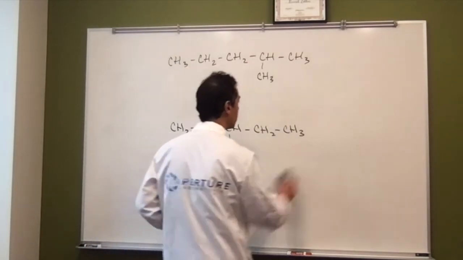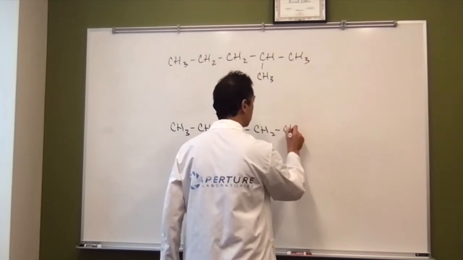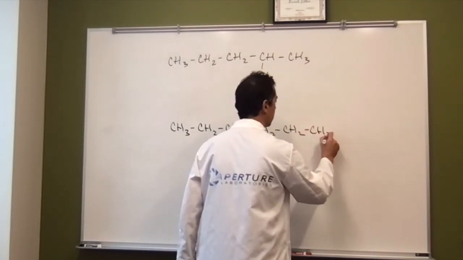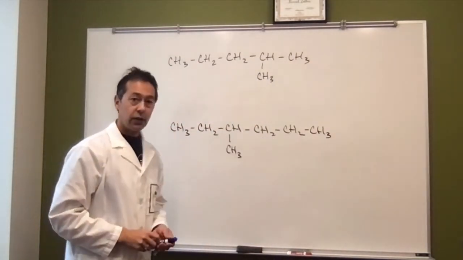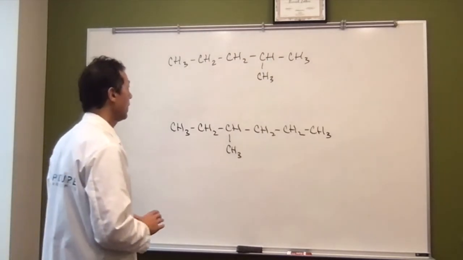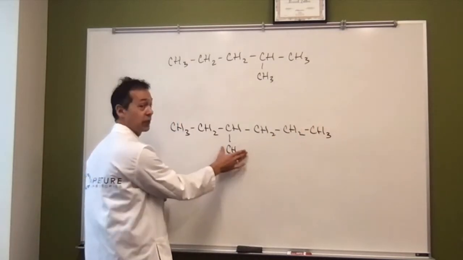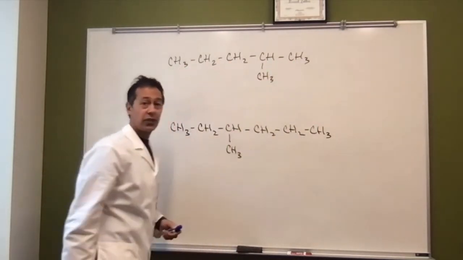Let's put one more on here. CH2, CH3. Okay, so here are our two organic compounds. And what we have here is a backbone, and then we have these things attached. So here's a long molecule, and here's this thing that's attached.